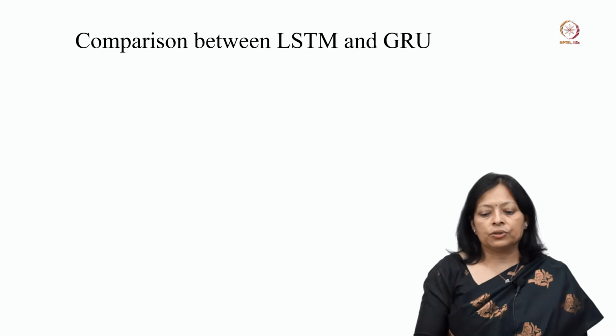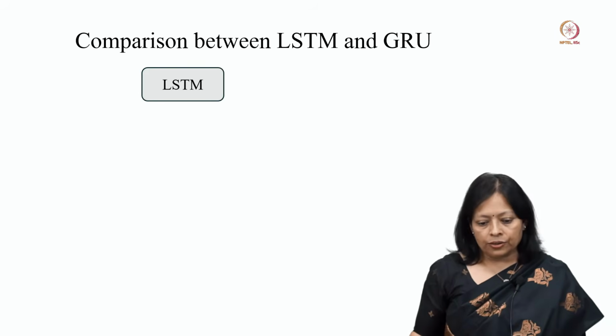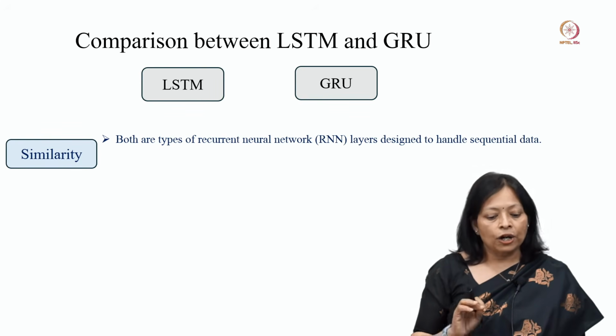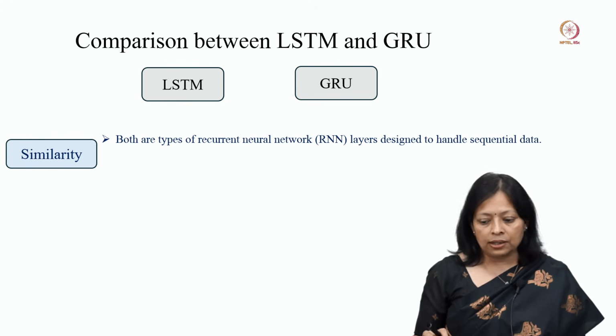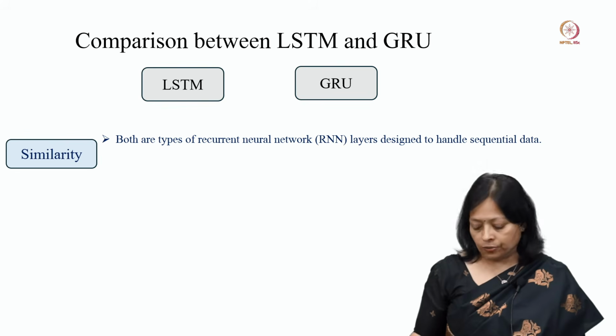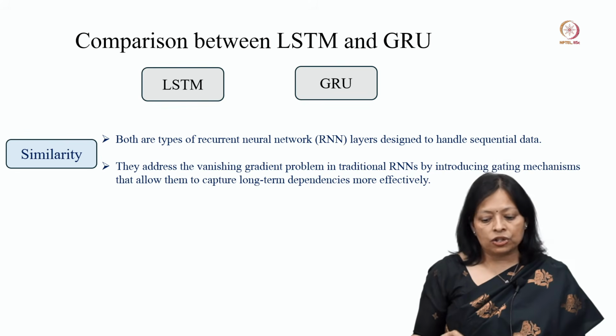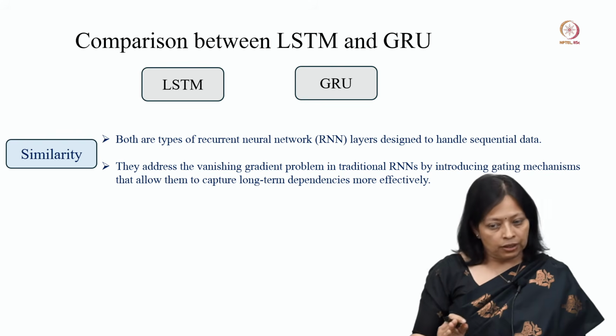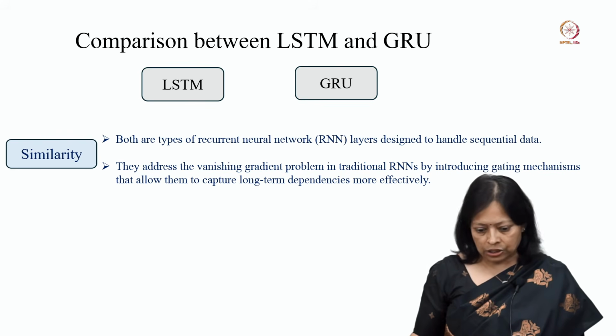Now, comparison between LSTM and GRU. If we have LSTM and GRU side by side, the similarity is that both are types of recurrent neural network layers designed to handle sequential data. They address the vanishing gradient problem in traditional RNNs by introducing gating mechanisms that allow them to capture long-term dependencies more effectively. Both LSTM and GRU do that.